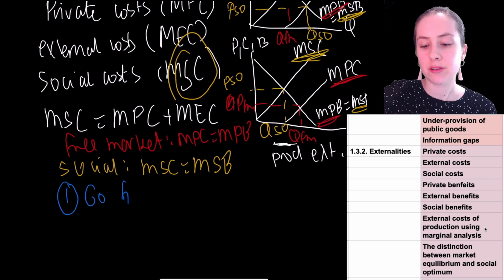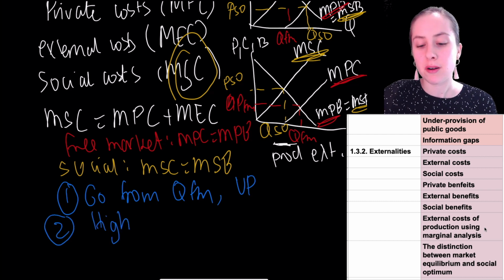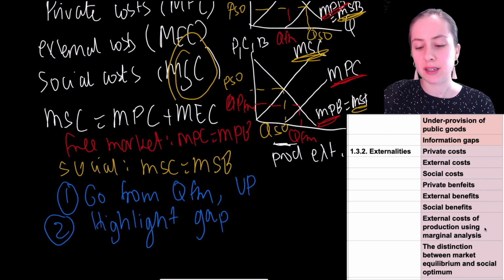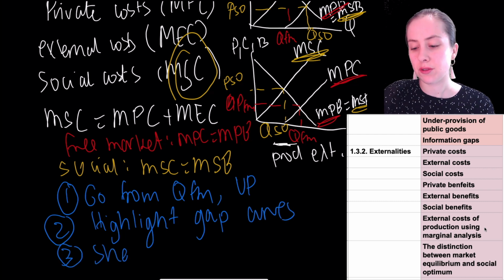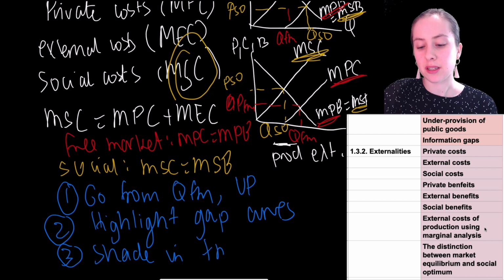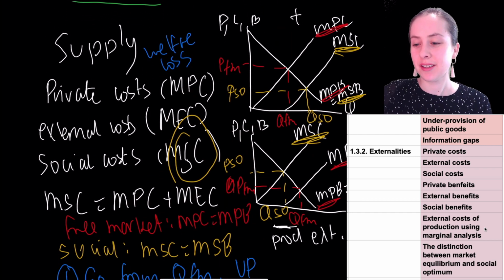To figure out that welfare loss, follow these steps. Step number 1, go from QFM, and then it's really weird instructions, but you want to go up. You want to go up and highlight, that's going to make English sense, highlight the gap between the curves that you've just drawn. And then you're going to shade in a triangle. Have a go, write that down, things will get better.